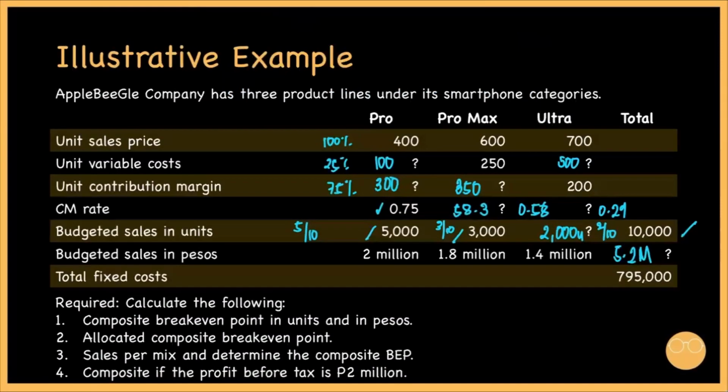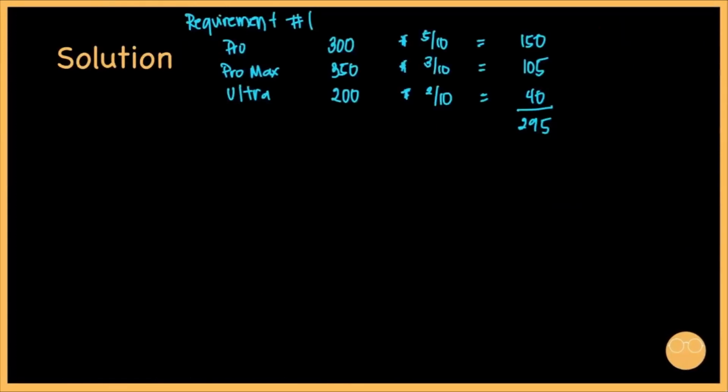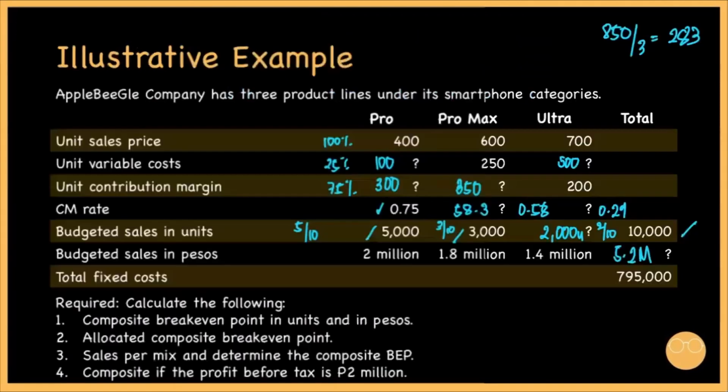Please don't make an error of having 300 plus 350 plus 200. Okay, so that will be 850 divided by 3. That will give you 283. So even though it seems close to the unit contribution margin using the sales mix ratio, 295 is close to 283, but the 283 here is incorrect.